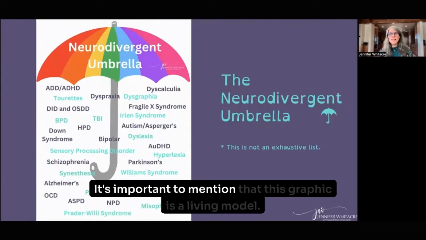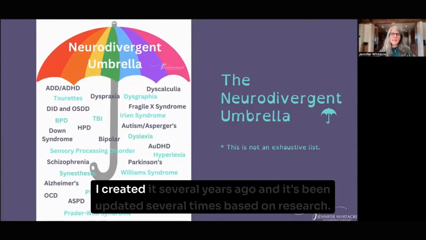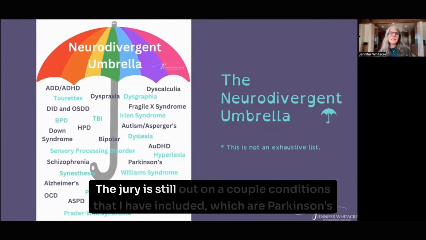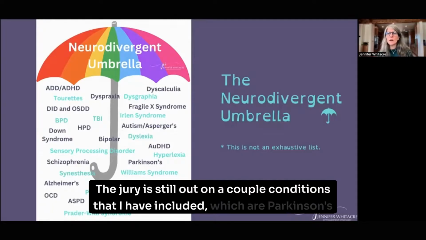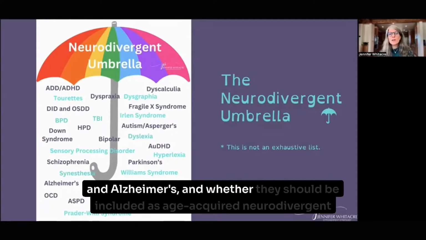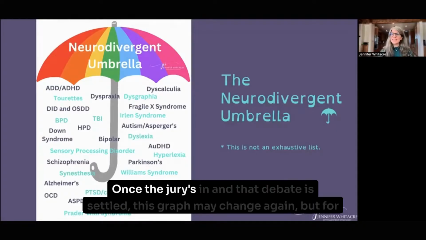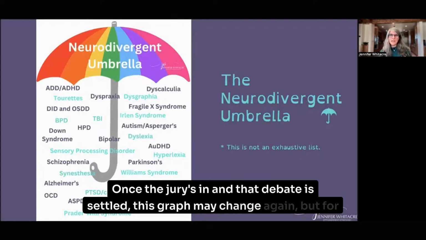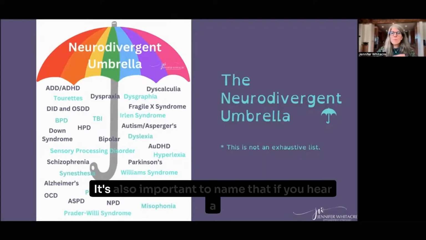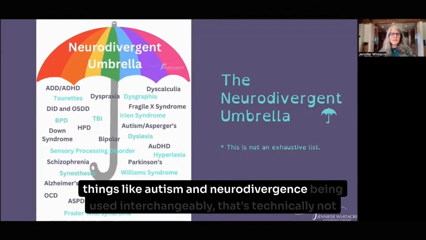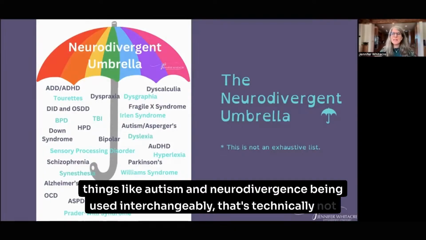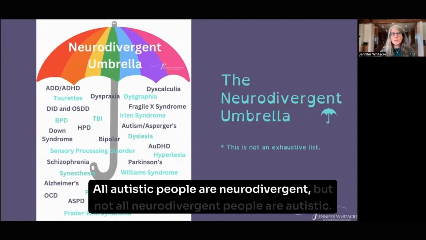It's important to mention that this graphic is a living model. I created it several years ago, and it's been updated several times based on research. The jury is still out on a couple conditions that I have included, which are Parkinson's and Alzheimer's, and whether they should be included as age-acquired neurodivergent conditions. Once the jury's in and that debate is settled, this graph may change again, but for now, it is what it is. It's also important to name that if you hear things like autism and neurodivergence being used interchangeably, that's technically not true. All autistic people are neurodivergent, but not all neurodivergent people are autistic.